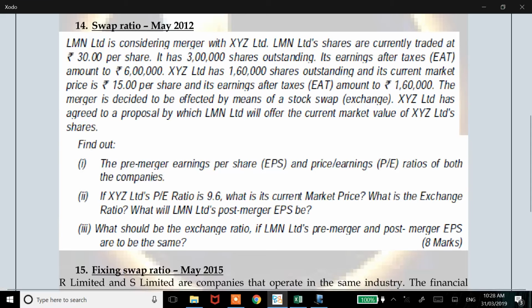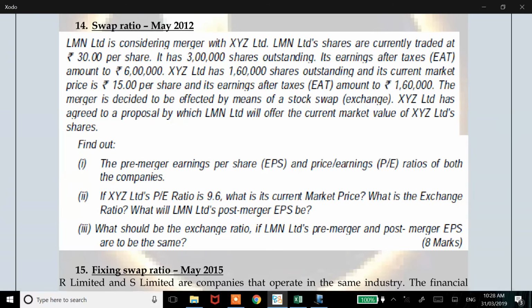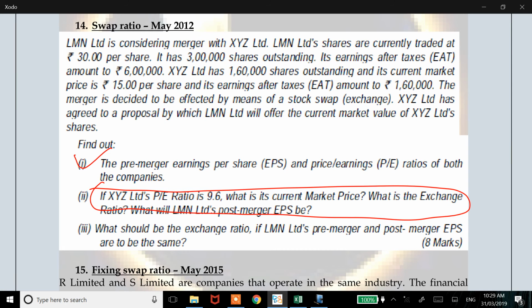Now, if you look at this question, they have given two entities, LMN and XYZ. This is the base data of the two entities. I would ideally do a merger analysis at this stage. But when they want me to analyze the merger, they're suddenly changing the P ratio. When the merger analysis is to be done, they have changed the P ratio of XYZ. That's what is given in the question.